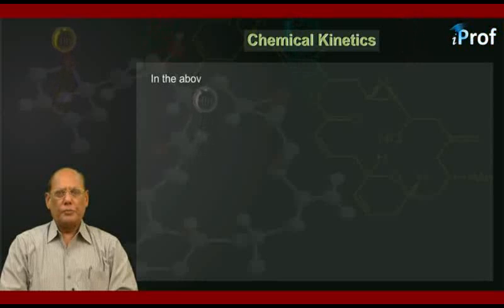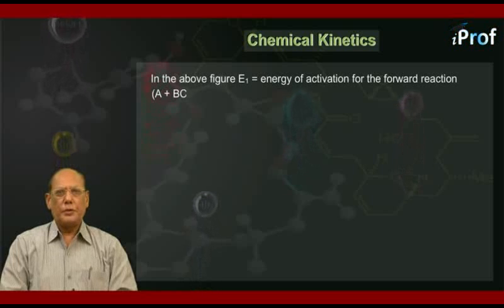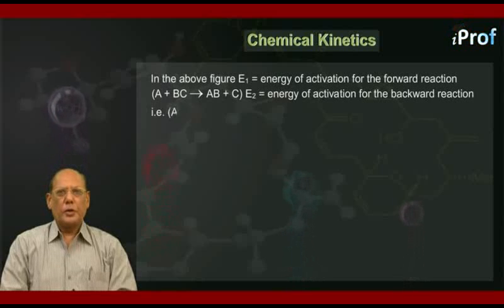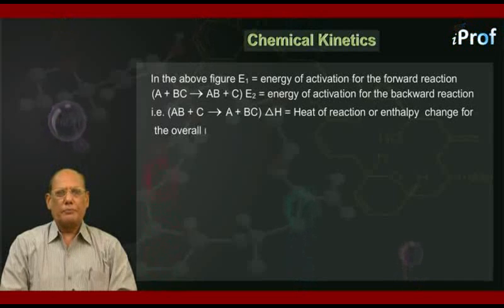In the above figure, E1 is equal to energy of activation for the forward reaction, that is A plus BC giving AB plus C. E2 is equal to energy of activation for the backward reaction, that is AB plus C giving A plus BC. Delta H is equal to heat of reaction or enthalpy change for the overall reaction, A plus BC giving AB plus C.